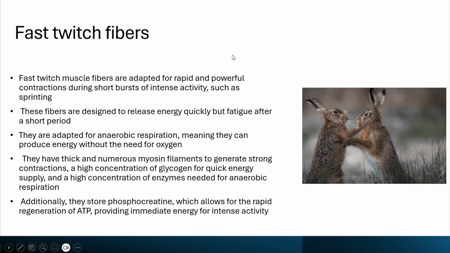Fast twitch fibers. So fast twitch fibers are adapted for rapid and powerful contractions during short bursts of intense activity, such as sprinting. These fibers are designed to release energy quickly but fatigue over a short period. They are adapted for anaerobic respiration, meaning that they can produce energy without the need for oxygen. They have thick and numerous myosin filaments to generate strong contractions, a high concentration of glycogen for quick energy supply, and a high concentration of enzymes needed for anaerobic respiration. Additionally, they store phosphocreatine, which allows for rapid regeneration of ATP, providing immediate energy for intense activity.